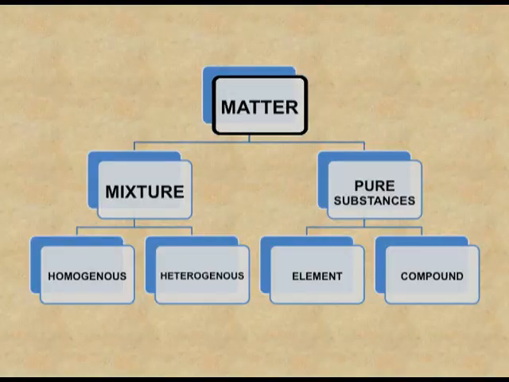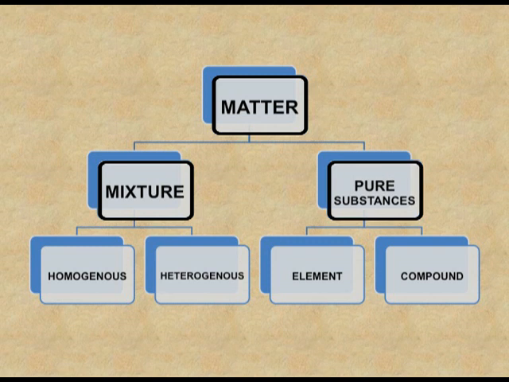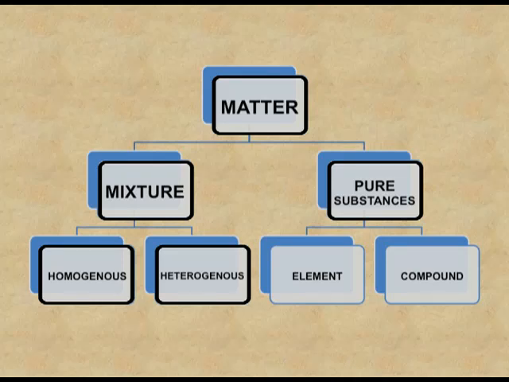Matter is classified into mixtures and pure substances. Mixtures are further classified into homogeneous mixtures and heterogeneous mixtures. In both, the components are mixed in any ratio. But in the homogeneous mixture, the composition is uniform. You cannot see the separate components. But in the case of the heterogeneous mixture, you can see the separate components. That is, the composition is not uniform throughout.